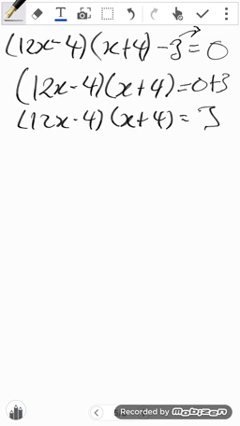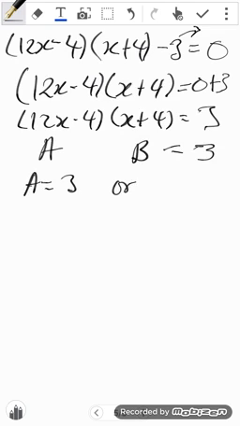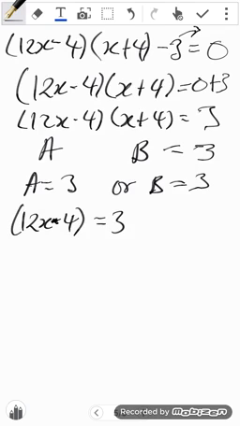Which means at this point you can now indicate the number of brackets you have. You have bracket A and bracket B being equal to 3. So bracket A is equal to 3 or bracket B is equal to 3. So you're going to write the elements in bracket A, which are 12x minus 4 being equal to 3. For B, you're having x plus 4 being equal to 3.